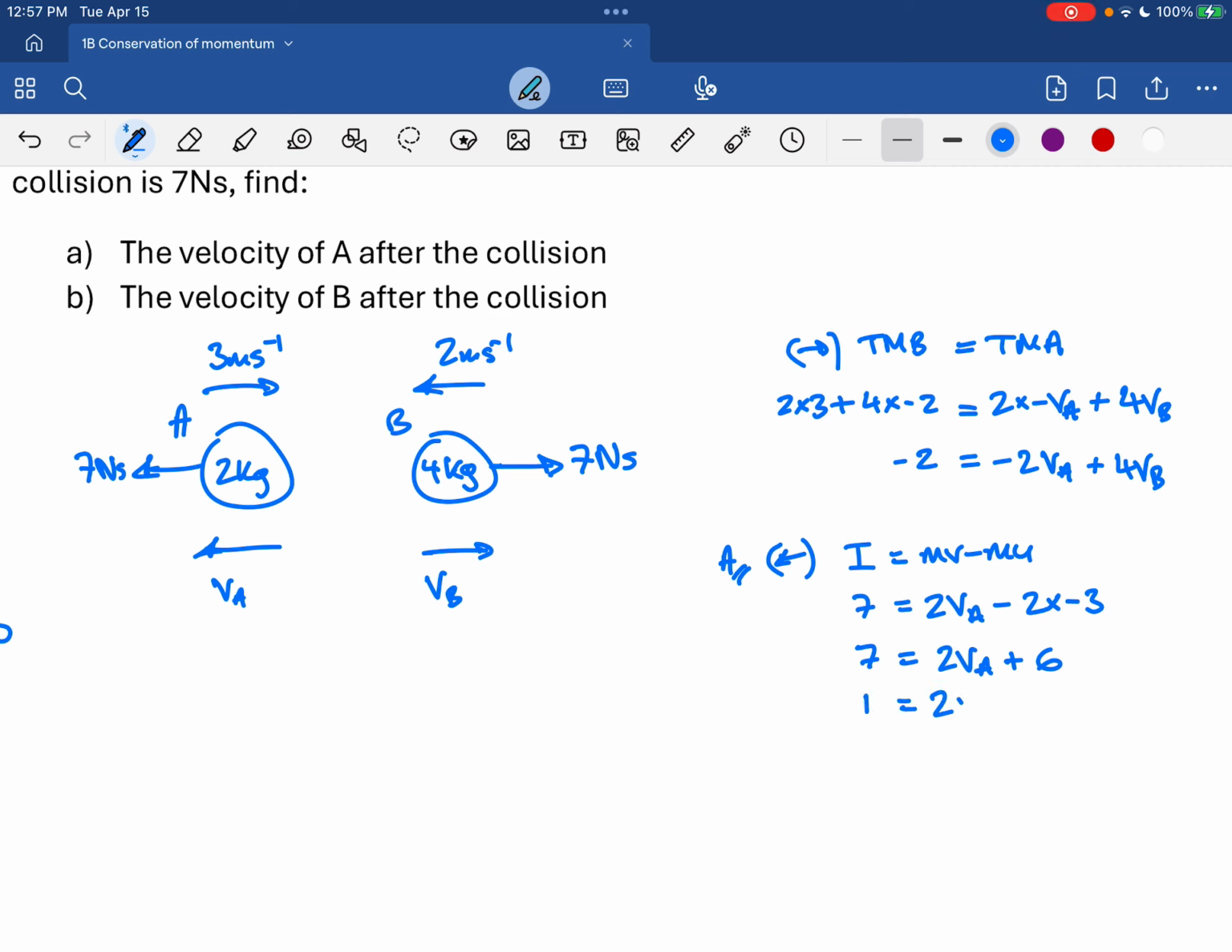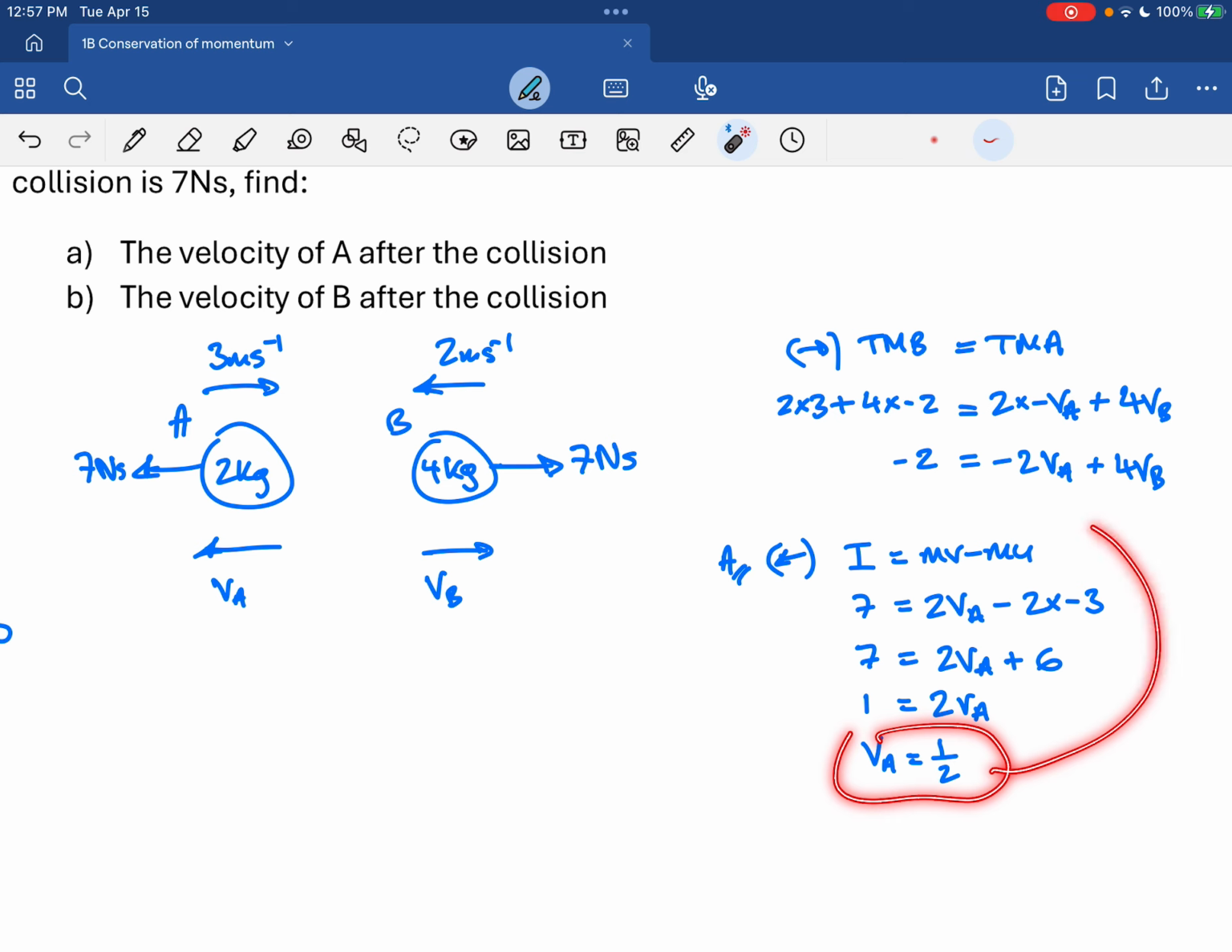So we end up with this, and we end up working out that the final velocity of A is going to be 0.5 meters per second. So we've worked that one out. I guess you have 2 options here now. You could take this and substitute it into there to work out the value of VB. Alternatively, you could then look at the impulse of particle B. So I'm going to do that as well.